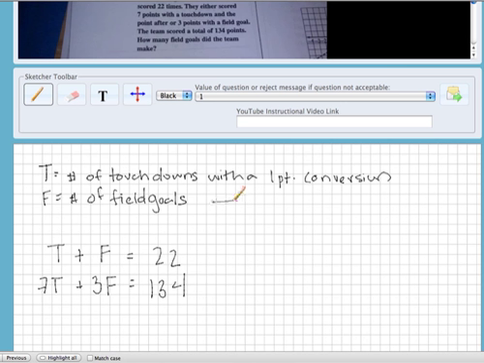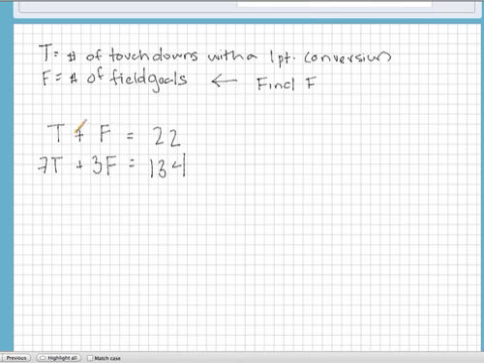Our goal is to find F. So if I can convert this to one equation in F, that will help me solve for F and answer this question. So let's get T out of this equation. We don't want it in there. We want the equation in F because we're solving for F. So T is actually equal to 22 minus F by the first equation. Everywhere there's a T in our second equation, we can replace it by 22 minus F, because T equals 22 minus F.